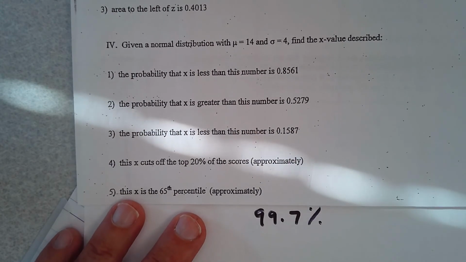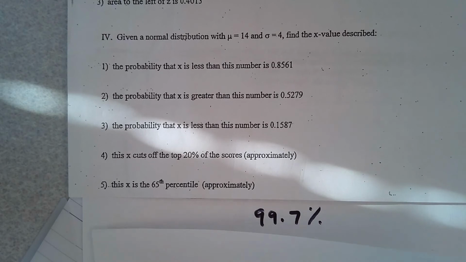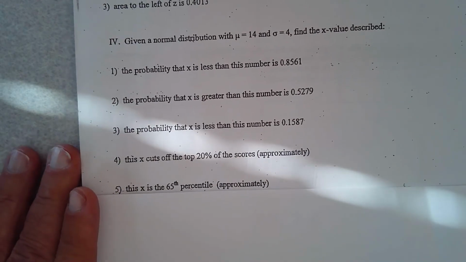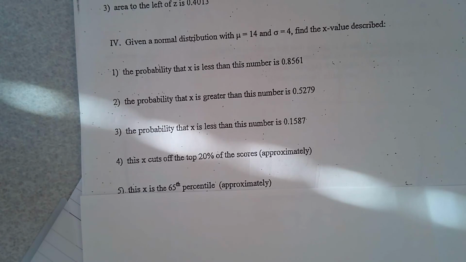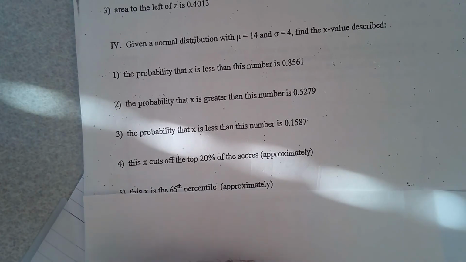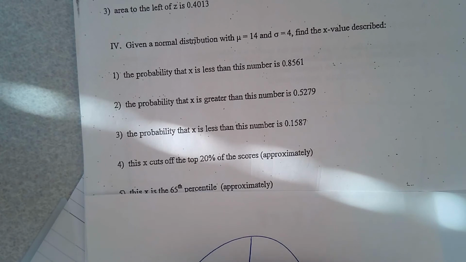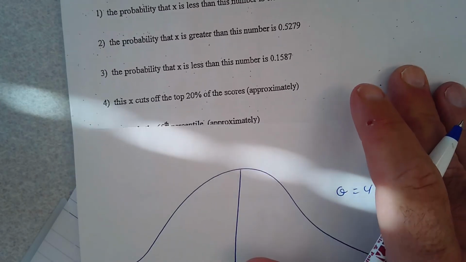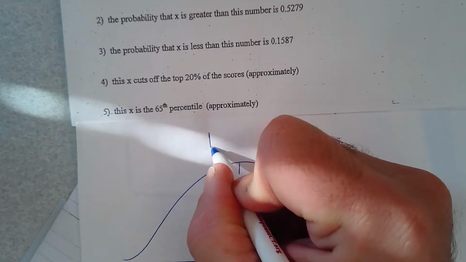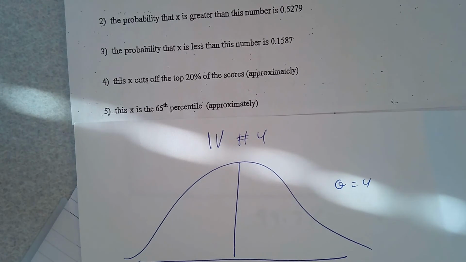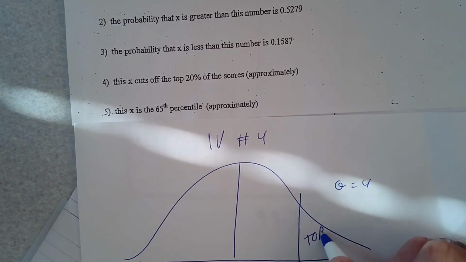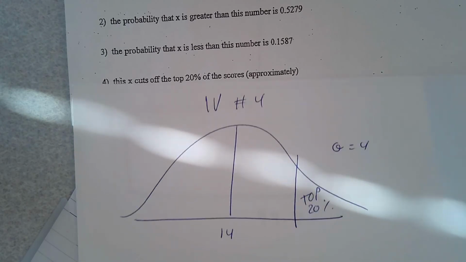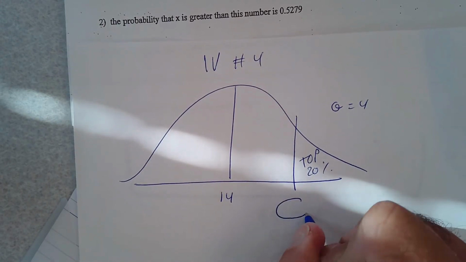And then the last thing we're going to talk about in part 4 is a cutoff score. In this problem, they're telling you that the mean is 14 and the standard deviation is 4. In part 4, it says this score cuts off the top 20% of scores. So everybody agrees that the top 20% would be here. What we're trying to figure out is, what is that actual score?